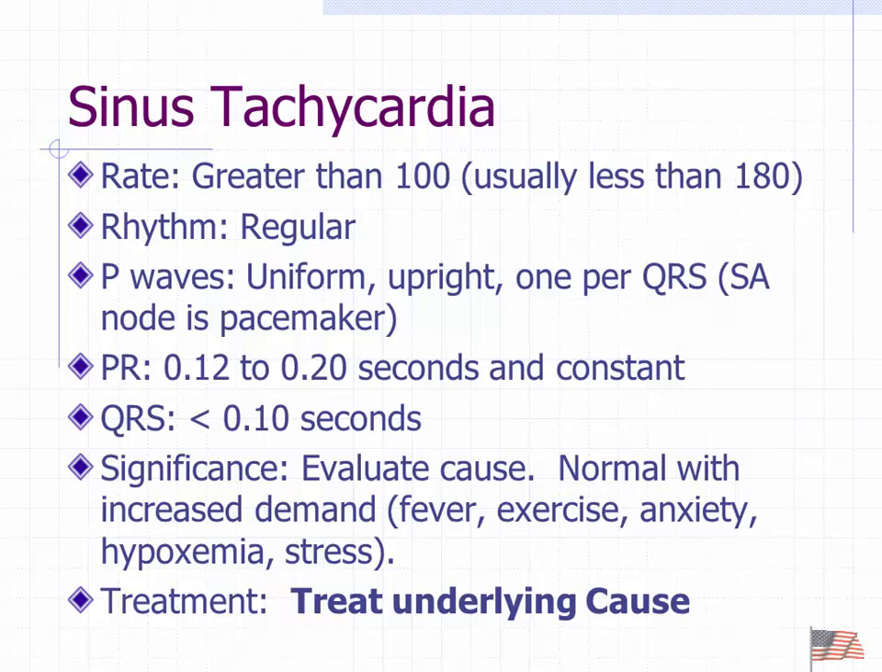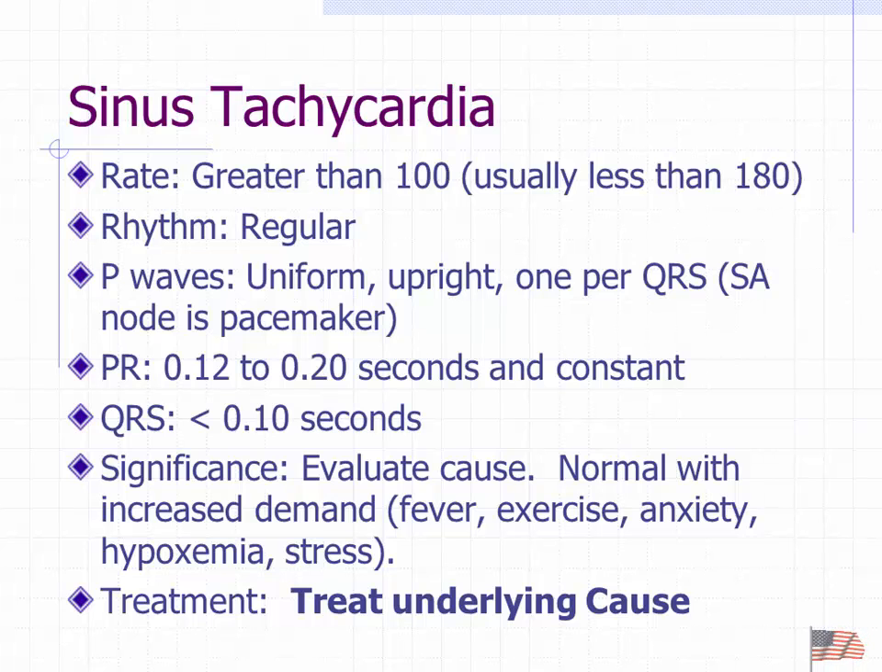What about if the rate's too fast? If the rate is below 60, we're going to call it a bradycardia. If the rate's above 100, we're going to call it a tachycardia. P waves look normal, 1 for every QRS complex. Normal PR interval, normal QRS complex. Really, the problem here is to figure out what the problem is.